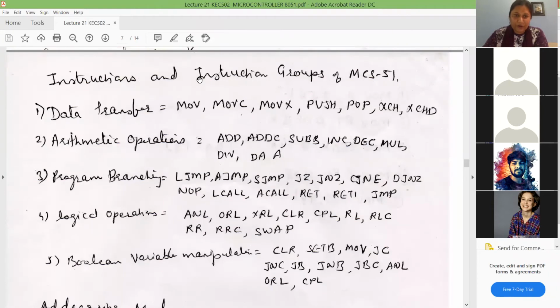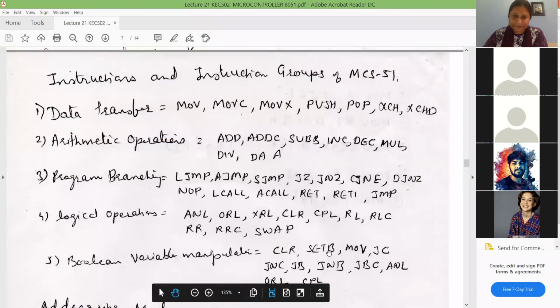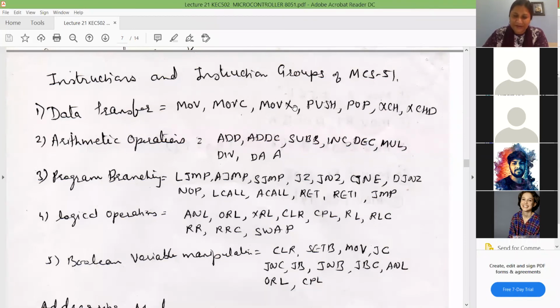So we were talking about instructions and the instruction set of the microcontroller. Can you see this particular page? Yes, ma'am. Yeah. So they are categorized as data transfer instructions. So these are MOVC, that is code move, MOVX, that is moving to the external memory, PUSH, POP, exchange, and XCHD. We'll see all these instructions in detail.